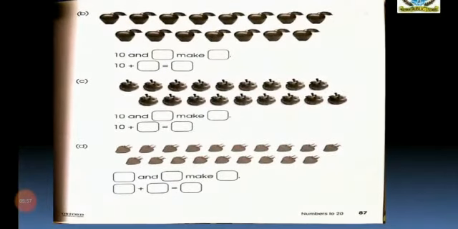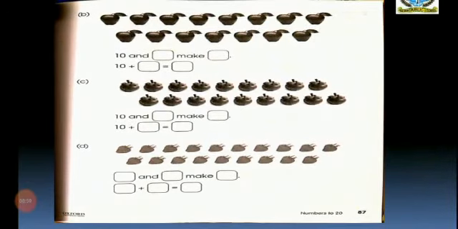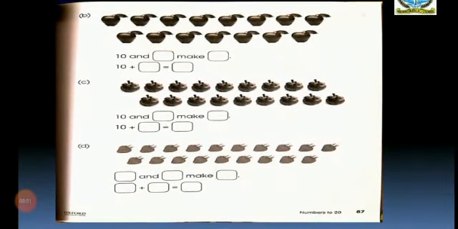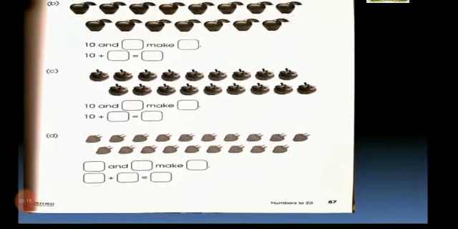Turn on the next page. There are some apples. Now we have to make a set of 10. And then find out how many apples are outside from the circle. First of all, we will count and then write in the blocks. Likewise, all the questions you have to do like this.